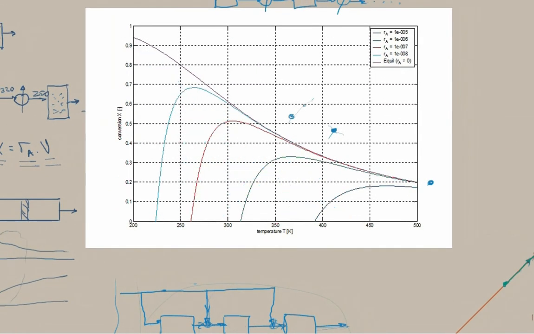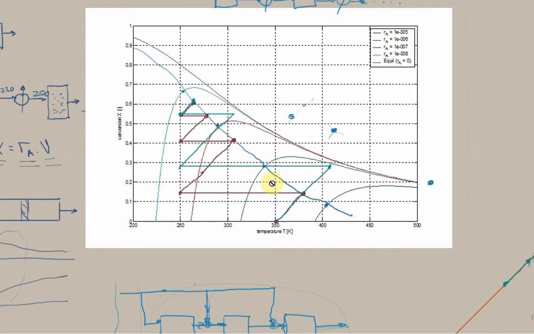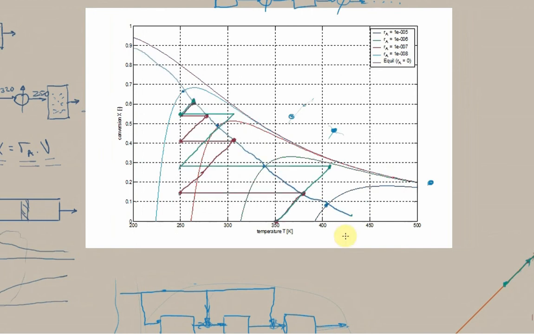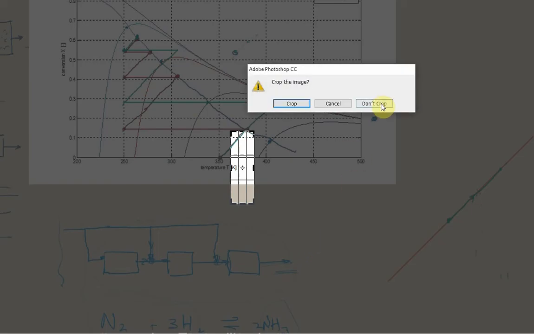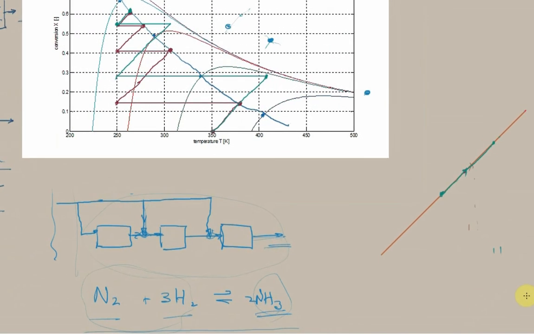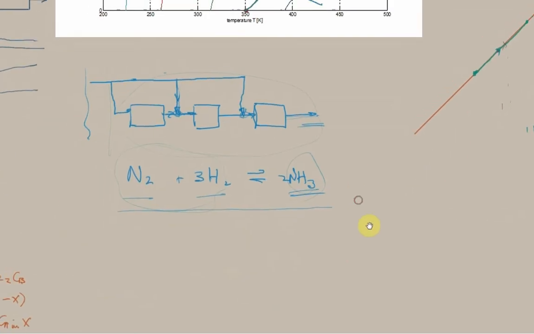So let's just hide some of these. Okay, so let's leave it like this. So let's say for the batch reactor, we can think about what's possible. Let's now develop this for the case of the batch reactor.